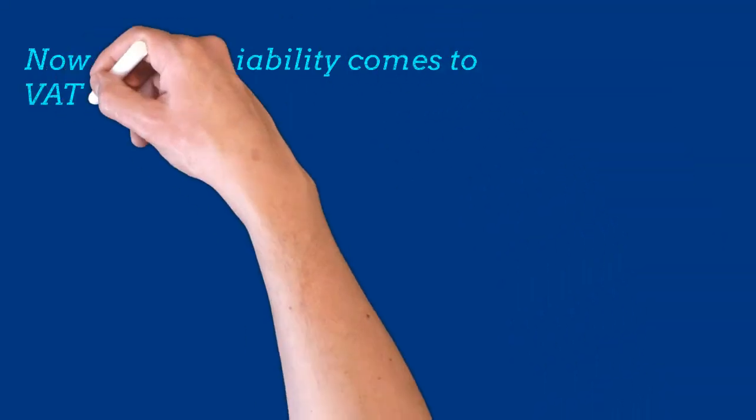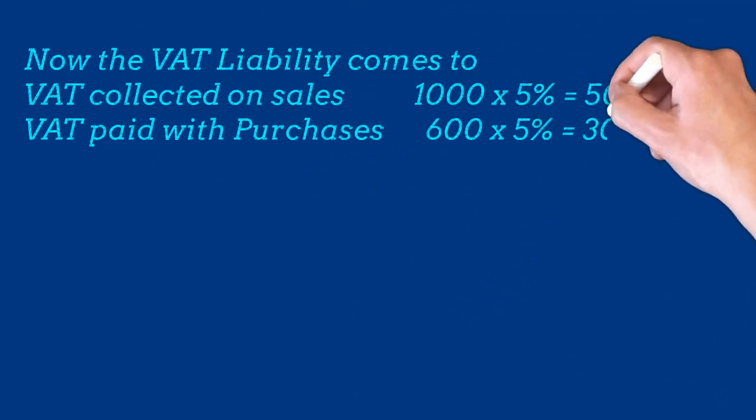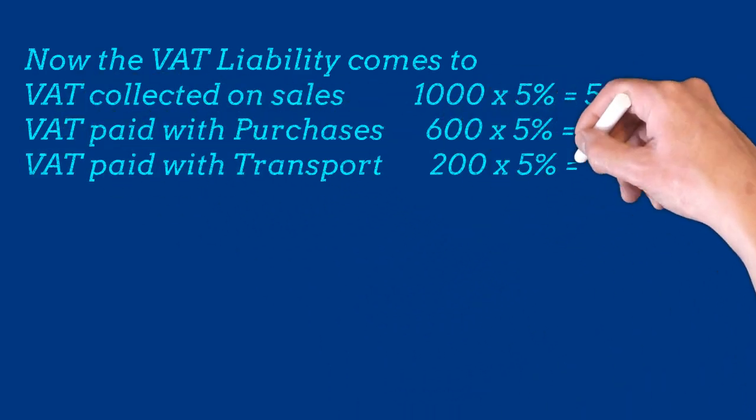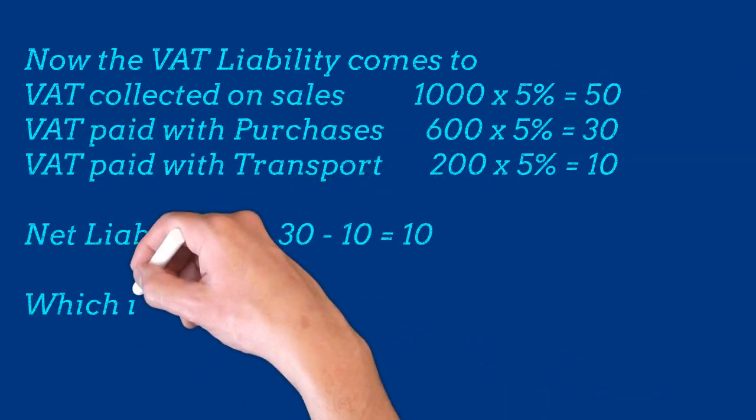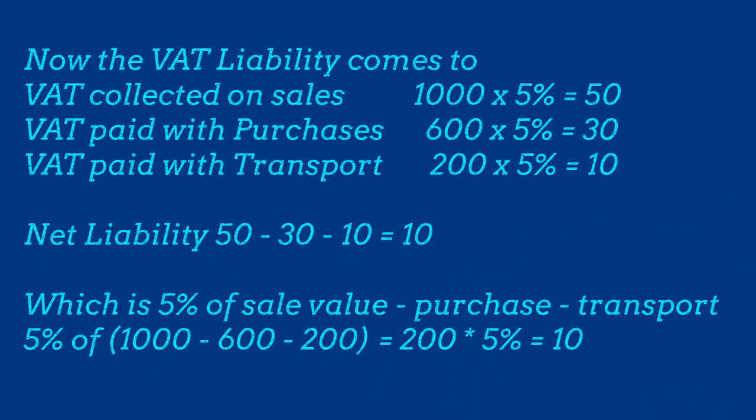After posting the transportation expenses, the VAT liability of Messrs. Weissman will be VAT collected on sales 50, less the VAT paid on purchases 30, less the VAT paid on transportation 10. Now the net VAT liability of Messrs. Weissman will be 50 minus 30 minus 10, that is 10. This is 5% of value added amount 200, which is 1000 sales value minus 600 the purchase cost minus the 200 transportation charges. 5% of 200 will come to 10.